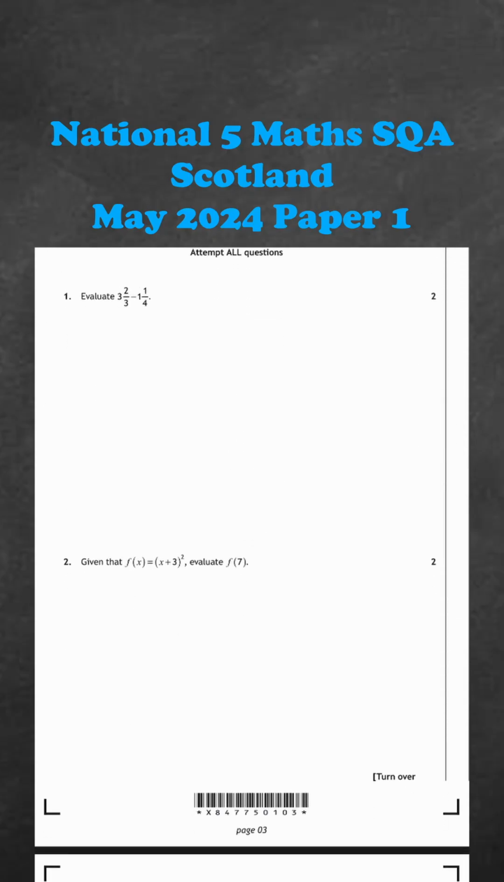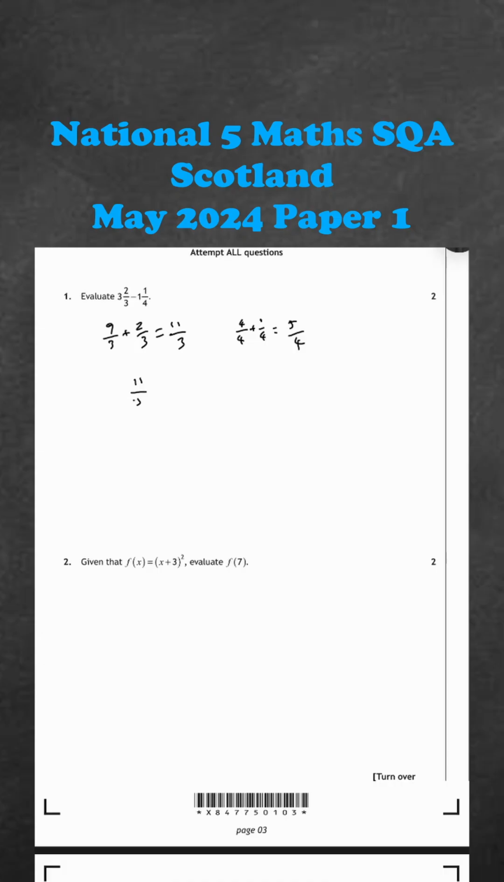Question number 1. Evaluate 3 2/3 minus 1 1/4. What I'm going to do here is make them, first of all, top-heavy fractions and then find a common denominator. So 3 2/3 is the same as saying 9/3 plus 2/3, which is 11/3. 1 1/4 is the same as saying 4/4 plus 1/4, so 5/4.